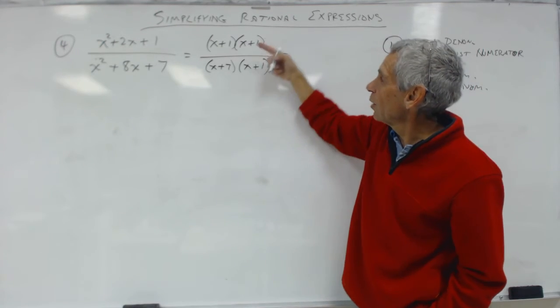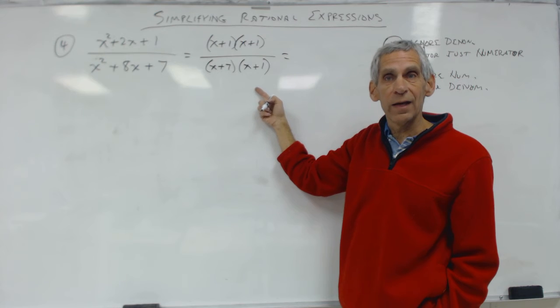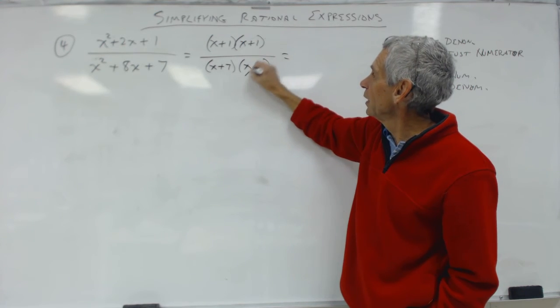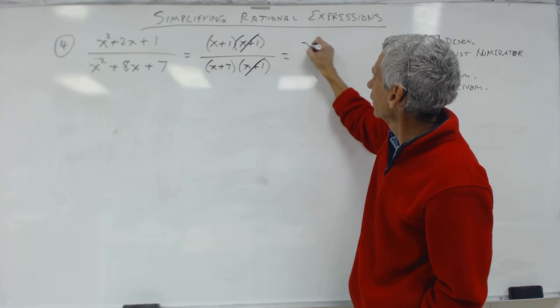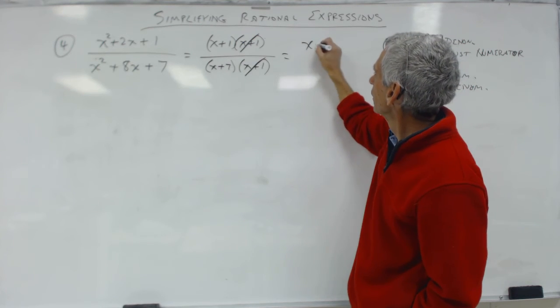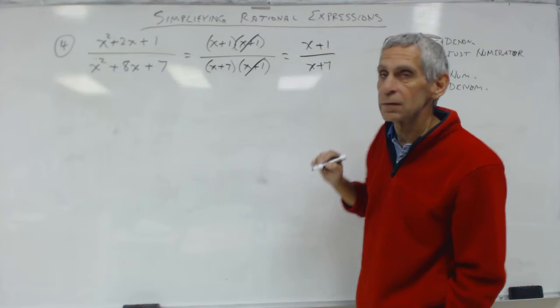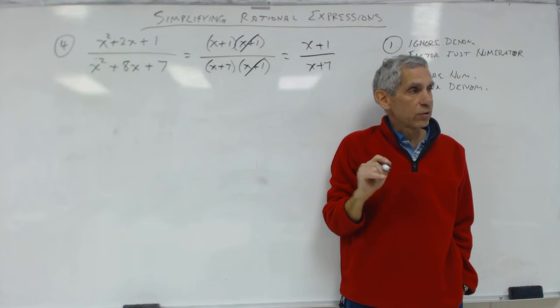So what can I do? I can cross out one of these, right? There's one down here, so I can take one of them away here, right? But there's still going to be one left over, so that's going to stay here. So my final answer is x plus 1 over x plus 7. Yay. That's your final answer.